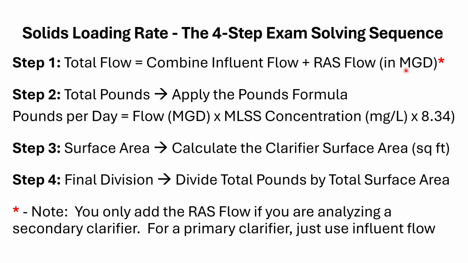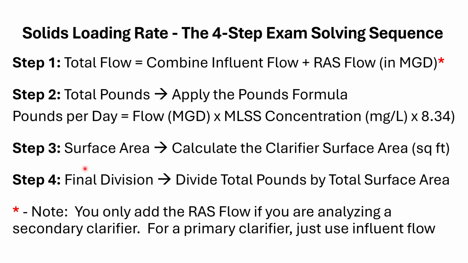So there are 4 steps to solving this type of problem, a solids loading rate problem. We have the total flow, and that's where we're going to combine the influent flow plus the RAS flow, both in millions of gallons per day. And again, here's our note. You only add the RAS flow if you're looking at a secondary clarifier. For a primary clarifier, we're just interested in the influent flow. Okay. Step 2, find the total pounds by applying the pounds formula. And here it is. Pounds per day is flow in millions of gallons per day times the MLSS concentration in units of milligrams per liter times 8.34 pounds per gallon, or just 8.34.